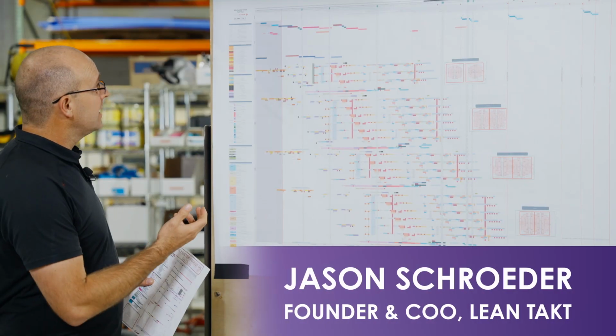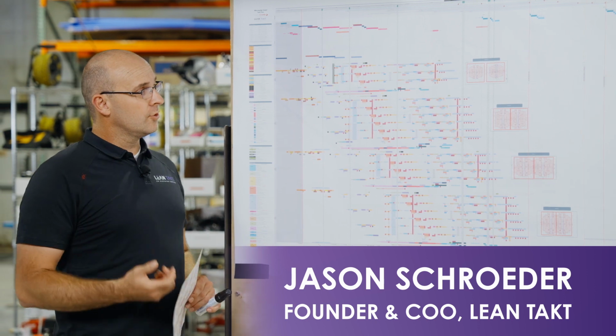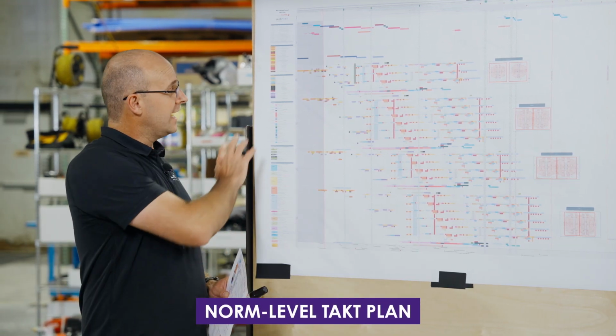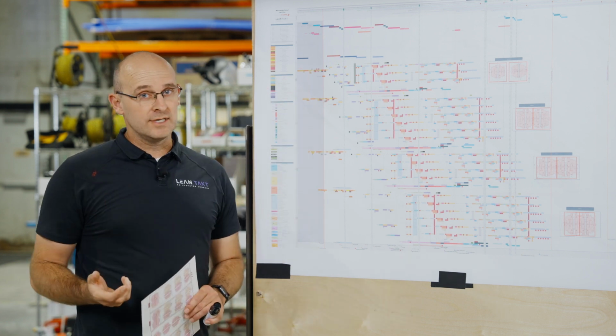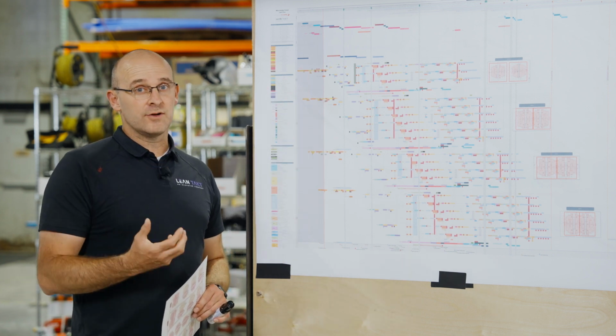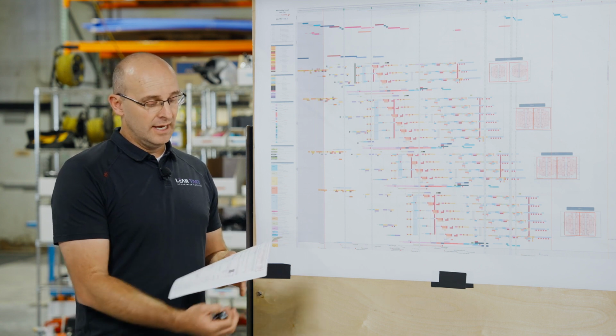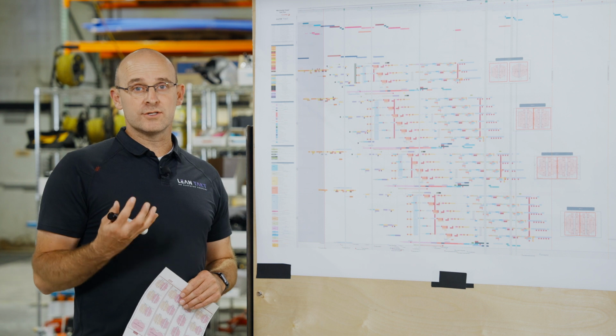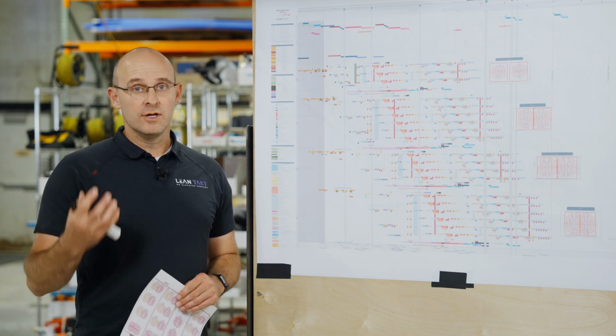So I have an example here that shows a norm level takt plan, which I'll describe briefly for you. You can't see the words, and I don't need you to. I'm simply covering a concept from a very high level. I also have the weekly work plan in my hand. I want you to understand this from a high level, please.